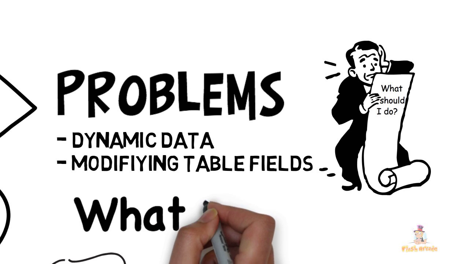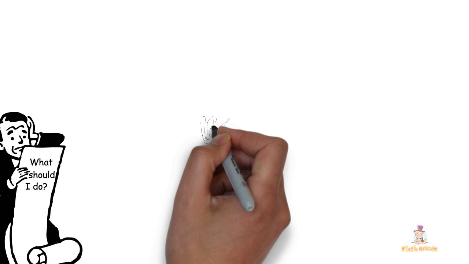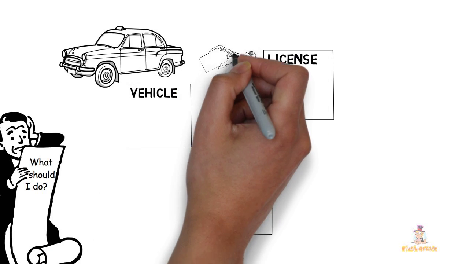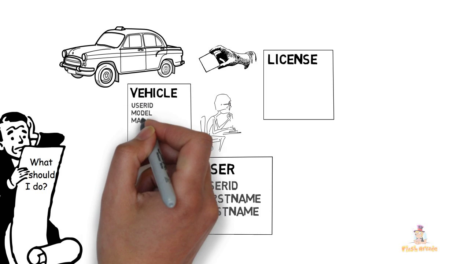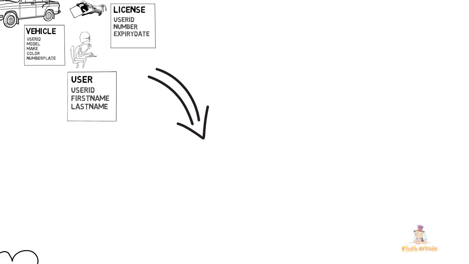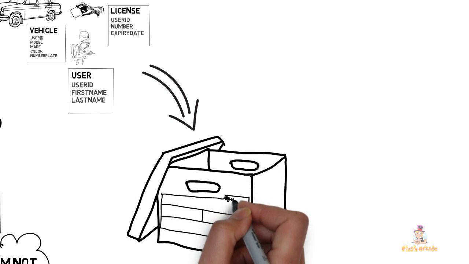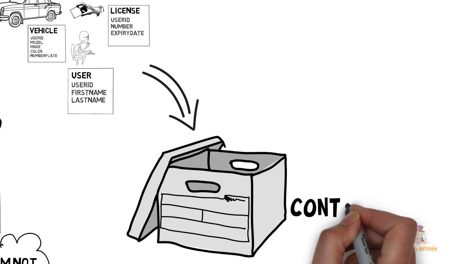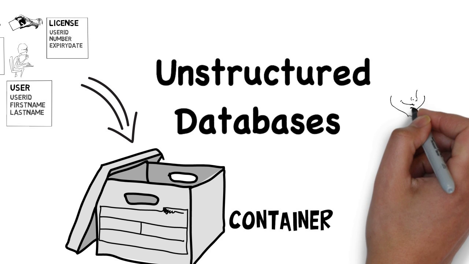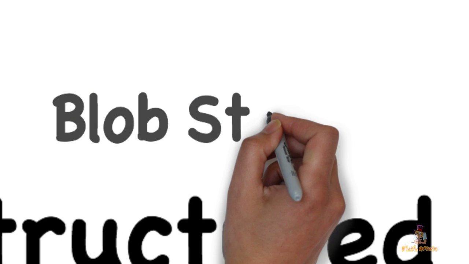So what if we can take these problems away and not worry about what type of data type it is, and we can take different data types or different objects and store them into one data table? Now, we can do this through the use of a container, but this concept is done through unstructured databases. Now, I like the sound of that. So let's talk about blob storage.